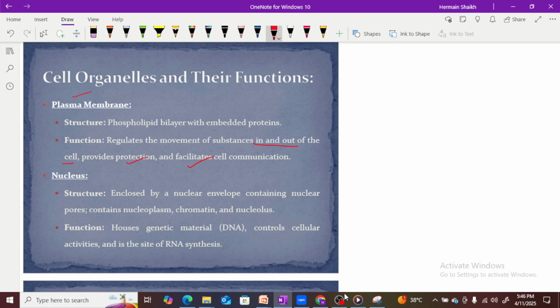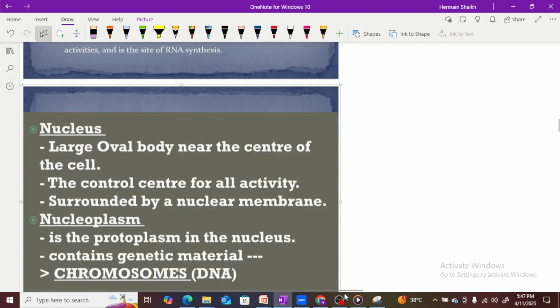So here we can see the nucleus. Another organelle is the nucleus. Its structure is enclosed by a nuclear envelope containing nuclear pores. It also contains the nucleoplasm, the fluid that basically lies inside the nucleus, and it contains the genetic information known as chromatin, and the nucleolus part is also present there. Its function: it houses genetic material, the DNA, controls cellular activities, and is the site of RNA synthesis.